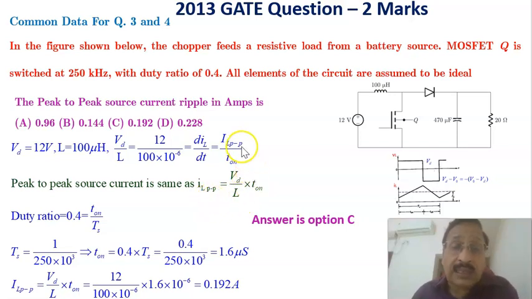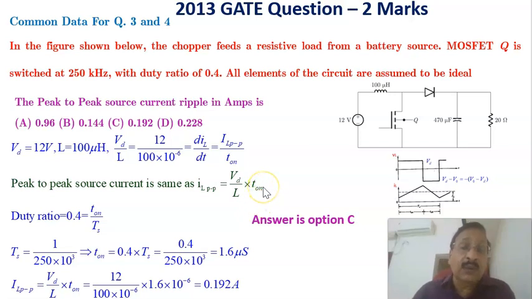IL peak to peak is calculated from this one as VD divided by L into T on, the on period. The question is to find the peak to peak value of the inductor current, which is the same as the peak to peak value of the source current, because the inductor is in series with the source. VD and L are given, so you have to find T on and substitute in this equation.